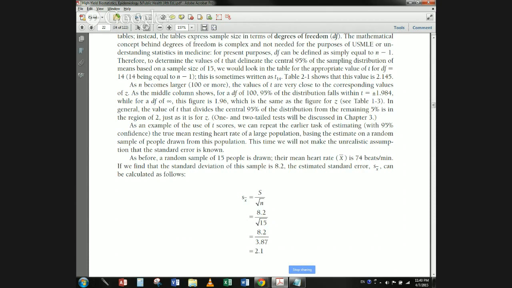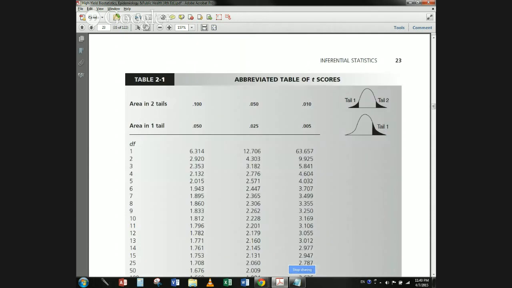Table 2.1 shows that this value is 2.145. There it is, 14 and 2.145.